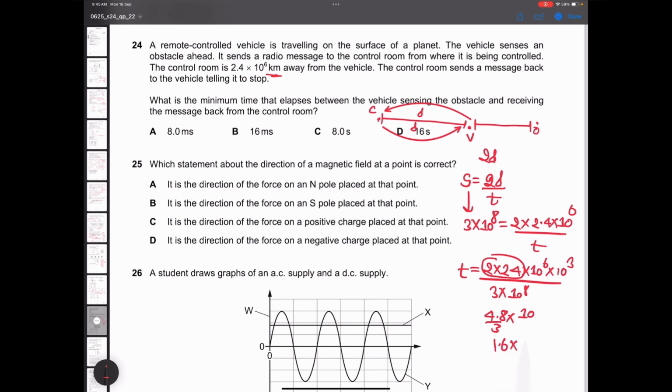So 1.6 into 10, the time is coming out to be 16 seconds. Is there any option matching 16? Yes, option D is the correct answer.